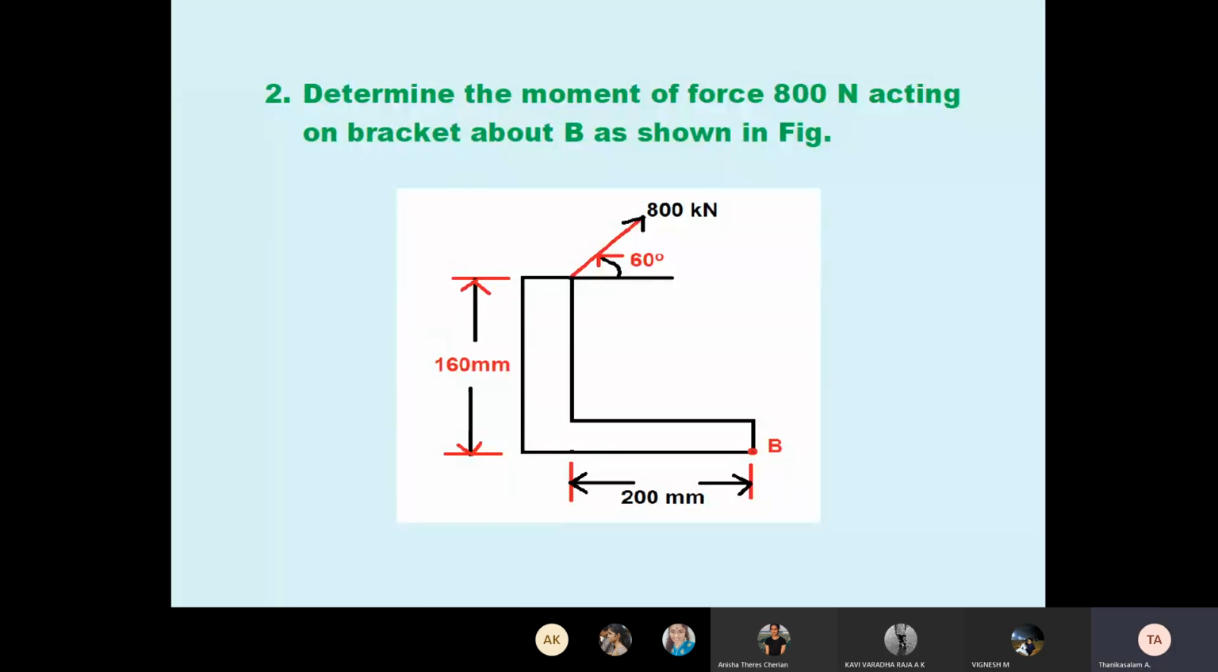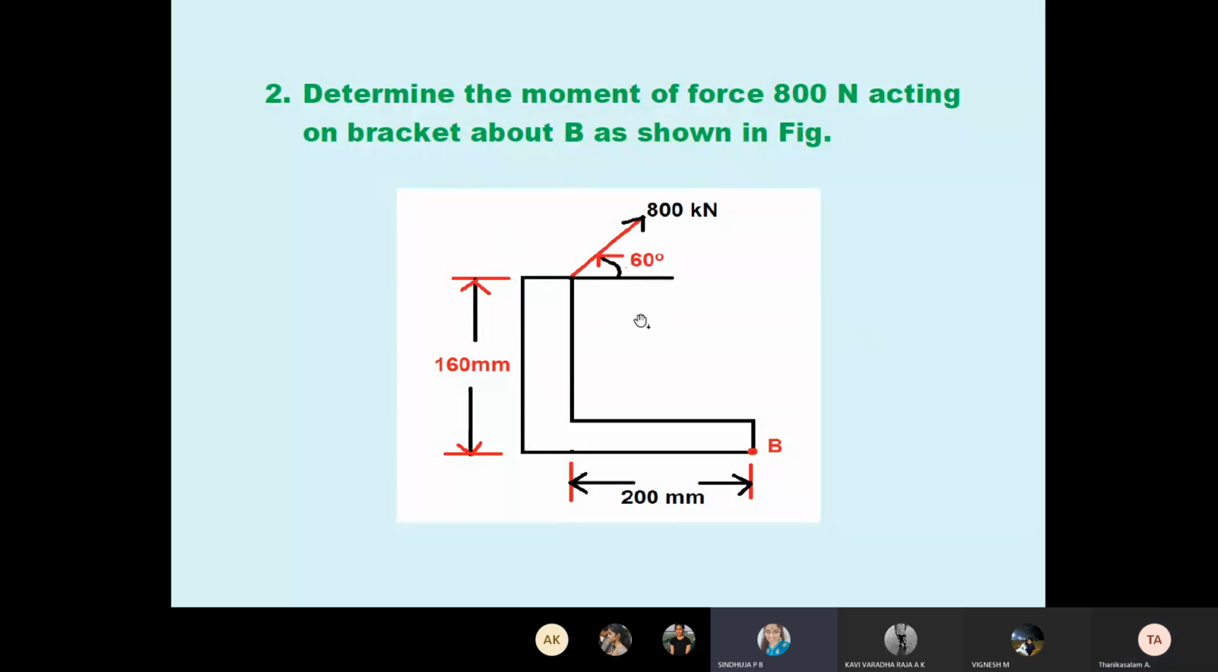Whether this 800 Newton force is perpendicular with respect to point B? Anyway, it's acting up there someplace. Whether it's perpendicular or not? Class rep, is it perpendicular or not? See, it is an inclined force. Why are you hesitating? Is it inclined? Yes. Then what?